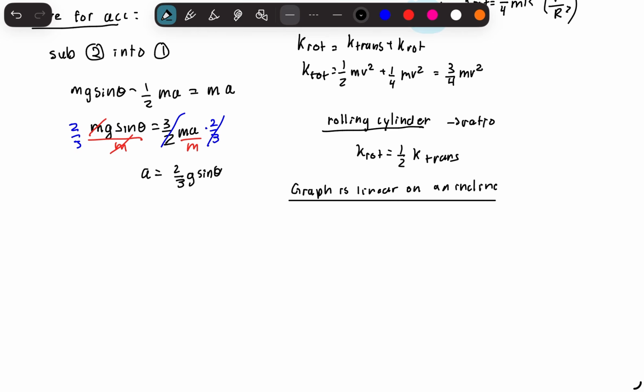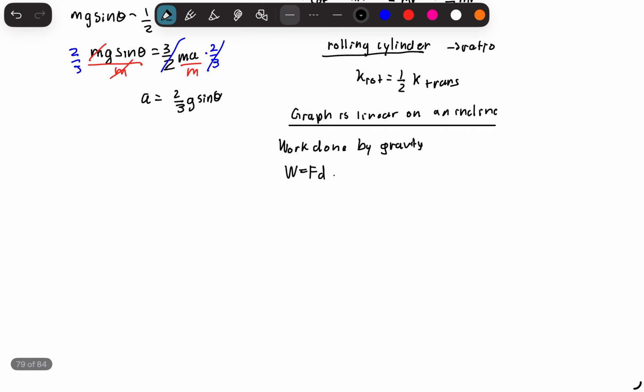The reason for this is that the work done by gravity can be represented as work equals force times d. Our force is mg sine theta, that's the component of gravity, times x. That means that K is equal to mg sine theta x, and that is going to be linear in distance. Now we can move on to our next question.